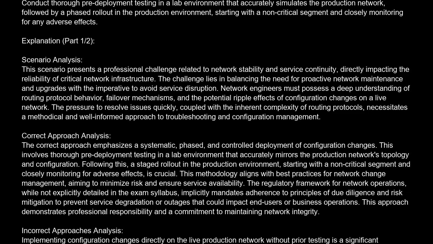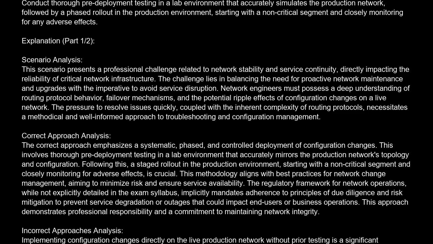Correct approach analysis. The correct approach emphasizes a systematic, phased, and controlled deployment of configuration changes. This involves thorough pre-deployment testing in a lab environment that accurately mirrors the production network's topology and configuration. Following this, a staged rollout in the production environment, starting with a non-critical segment and closely monitoring for adverse effects, is crucial. This methodology aligns with best practices for network change management, aiming to minimize risk and ensure service availability.